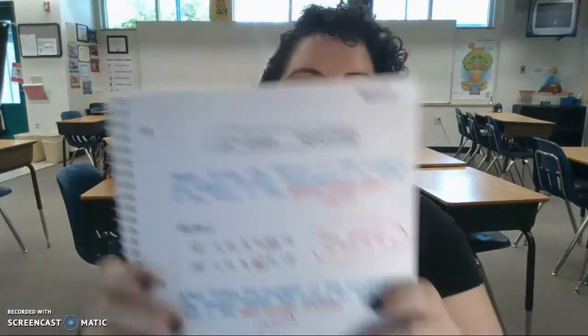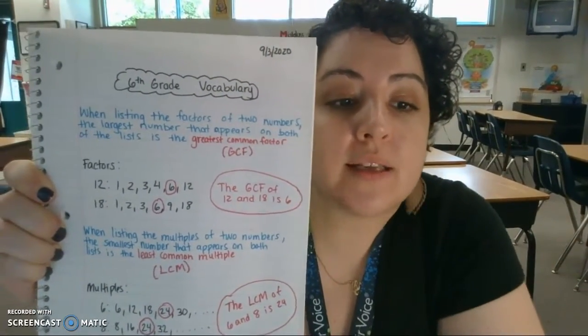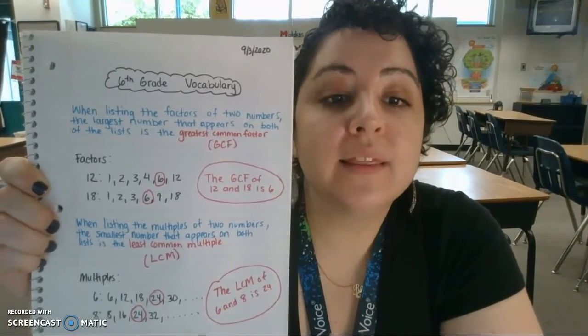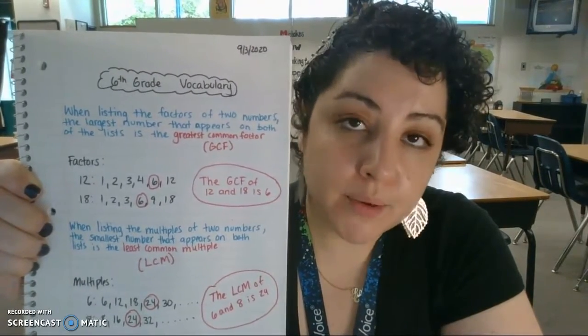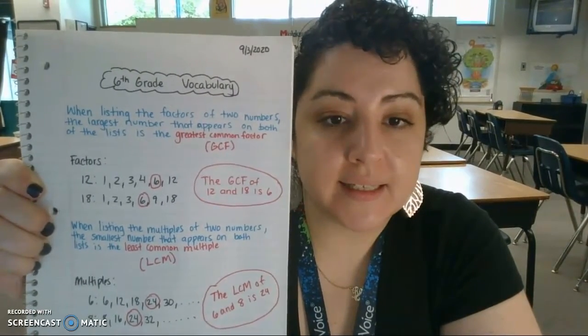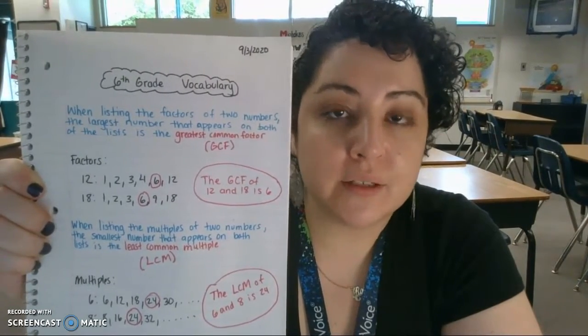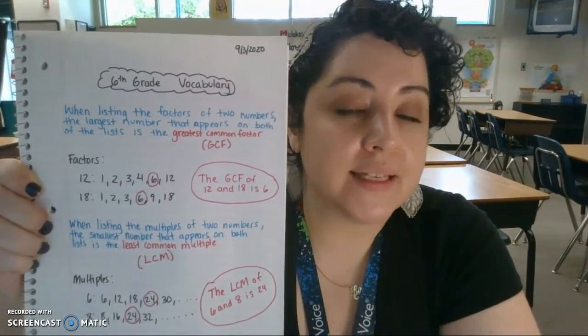But I do want to share those 6th grade notes with you. So the 6th grade notes were just 2 vocabulary words with some examples that I shared. So one of the first things that I shared with them was the example and definition for greatest common factor. I wanted the students to understand that when you're listing out the factors of 2 numbers, the largest number that appears on both of those lists is called the greatest common factor. And they will see it frequently in their textbook as GCF. So I provided them with an example.